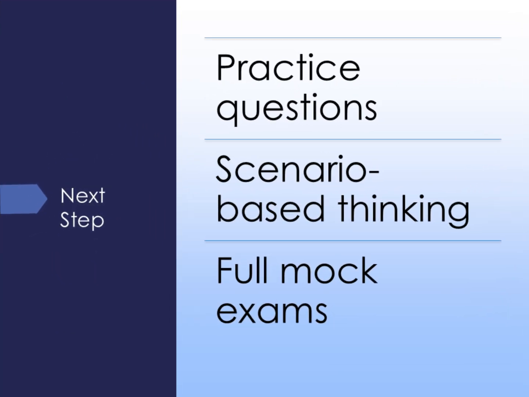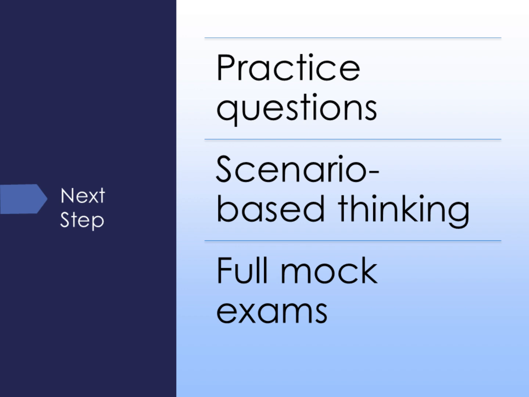Now that we have covered how the CISA exam really thinks, the next step is applying these concepts through practice and repetition. The first priority is practice questions. But remember, simply memorizing answers is not enough. Every question should train you to think like an auditor. Identify the risk. Identify the control weakness. Identify the business impact. Determine the best response. The goal is not just getting the answer correct. The goal is understanding why the other answers are weaker.